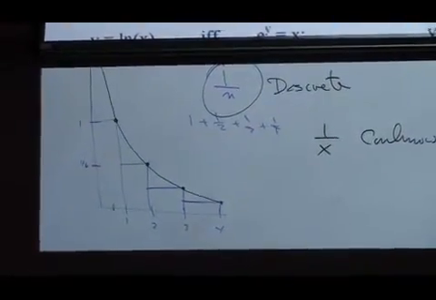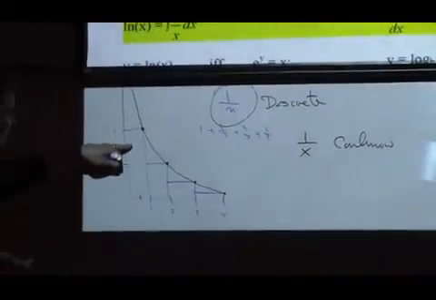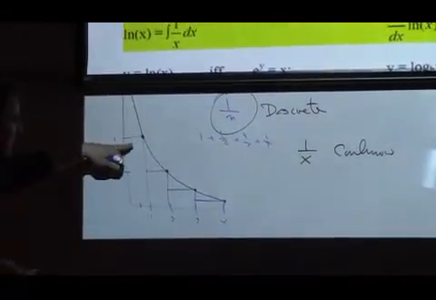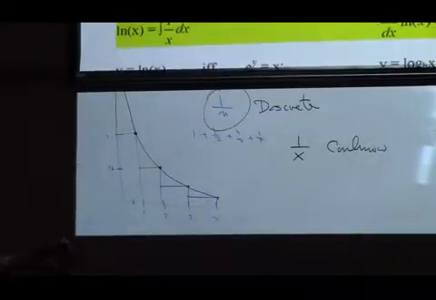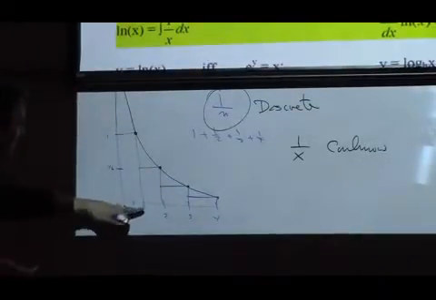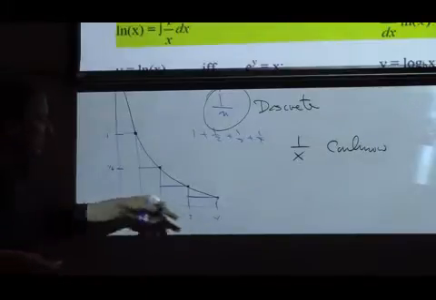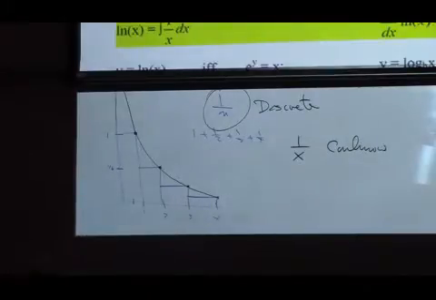So essentially, this function is continuous, but the area under the curve looks like it's, if you go from 0 to 1, 1 to 2, 2 to 3, 3 to 4, it looks like the area under the curve here is actually bigger for the continuous function than it is for the discrete function. You see what I'm saying?